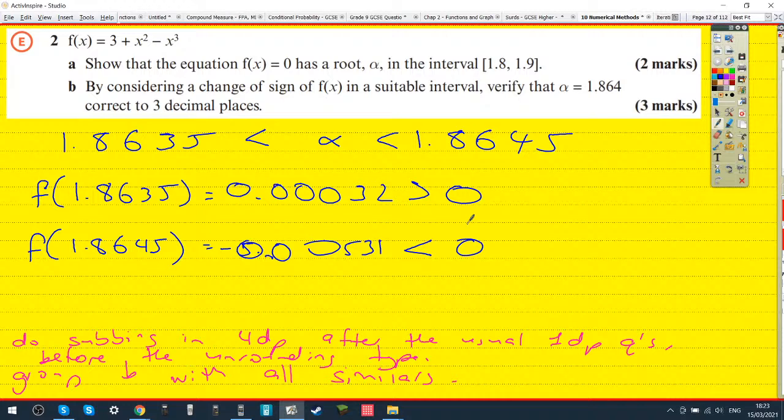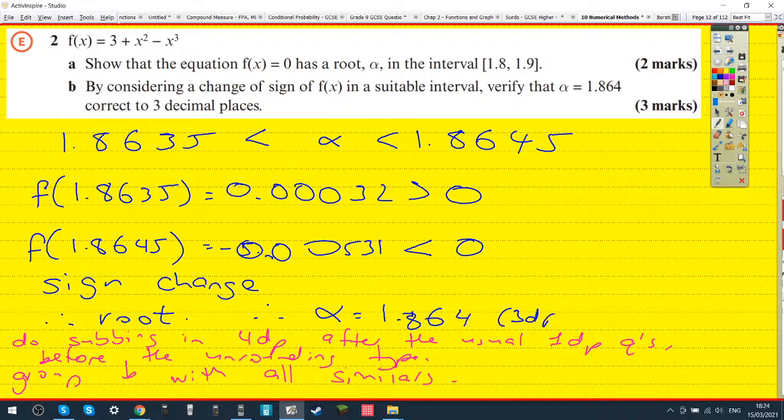Okay. And so is that enough verification now? Two more things you need to say. As one value is negative and the other is positive, it means they must have gone past 0 at some point. And therefore that 0 is 1.864. Therefore, alpha is equal to 1.864 to 3 decimal places.